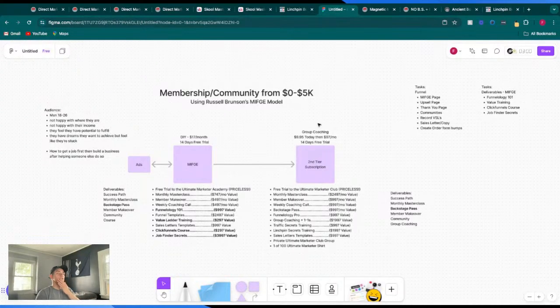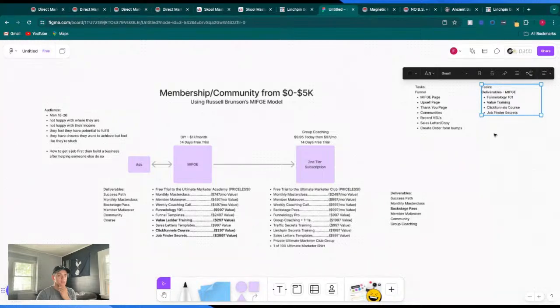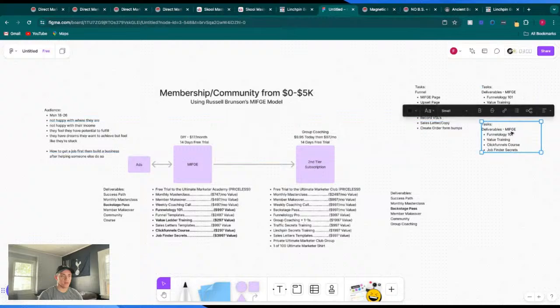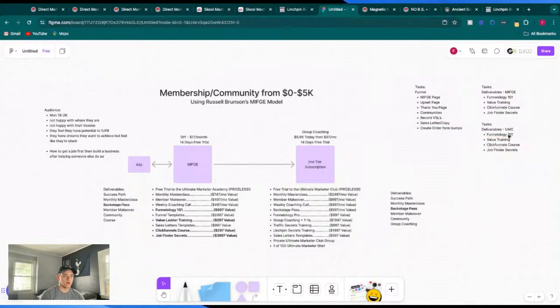Okay, cool. So we are coming up with tasks for building our membership / community from 0 to 5K. We've built out our offer / value stacks. I guess this is a rough draft round 1. And now we're building out the tasks of what we need so we can break this down into bite-sized chunks. So we're gonna call this UMC for Ultimate Marketer Club.